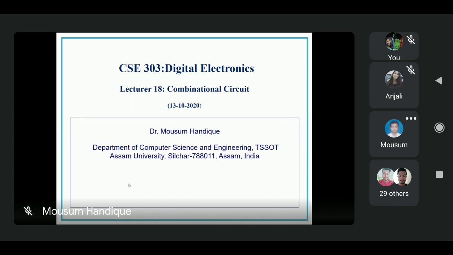So today, from lecture 18, we are directly going to the combinational circuit. In parallel, you can check your syllabus also. Sometimes we discuss some things earlier and some later, but we can follow it unit-wise. Okay, no problem.